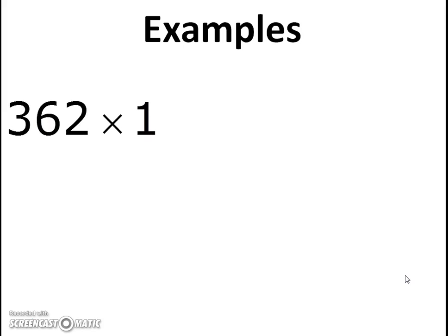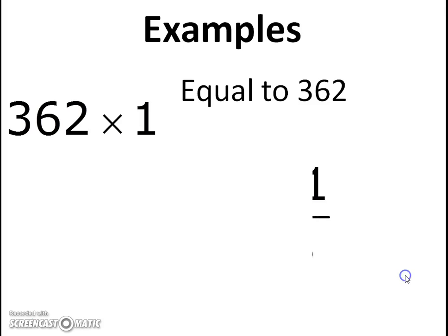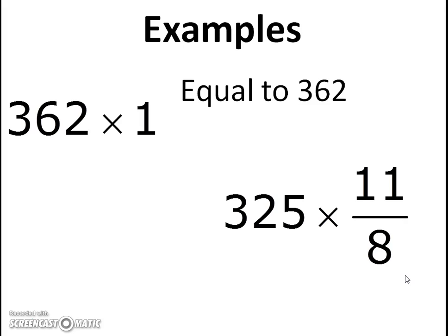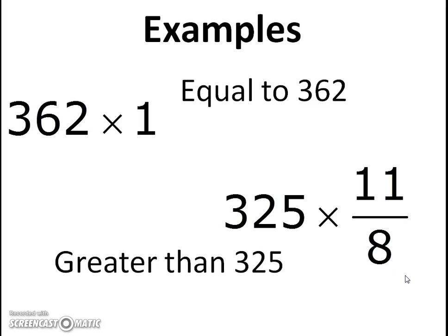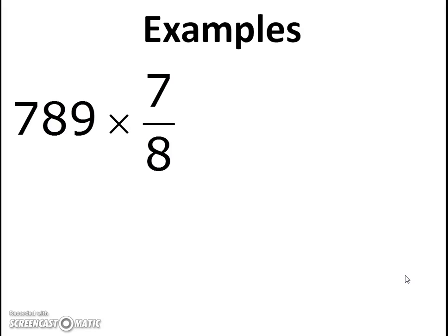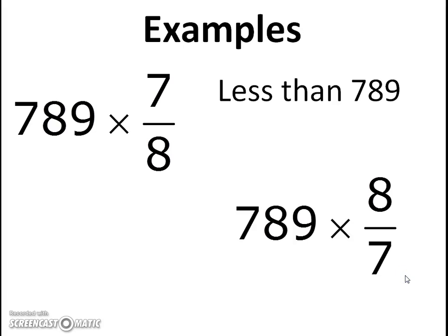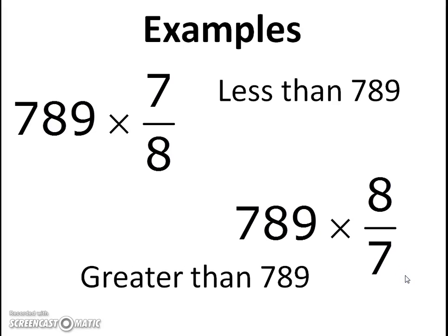362 times 1 is equal to 362 because you're multiplying by a factor of 1. 325 times 11/8 is greater than 325 because 11/8 is an improper fraction that is greater than 1. 789 times 7/8 is less than 789 because 7/8 is a proper fraction that is less than 1. 789 times 8/7 is greater than 789 because 8/7 is an improper fraction that is greater than 1.